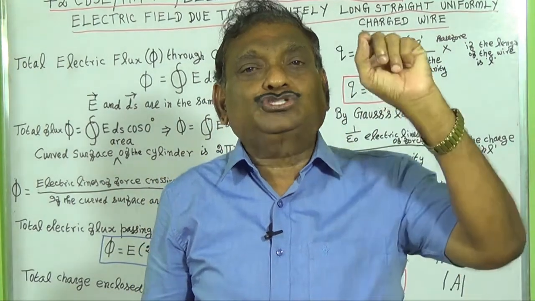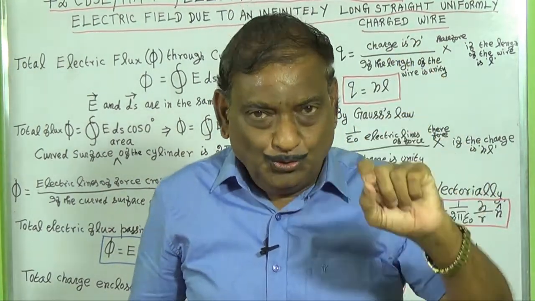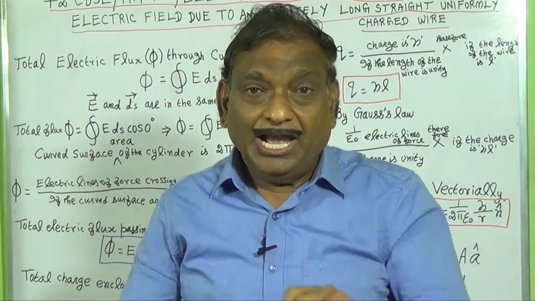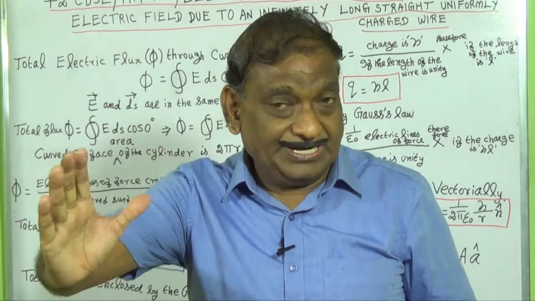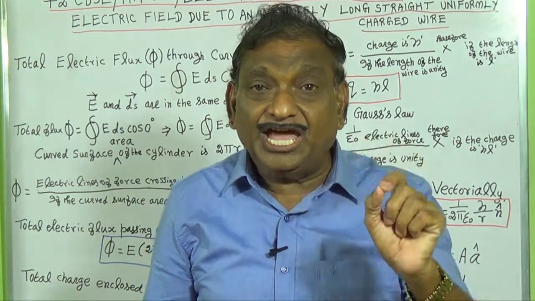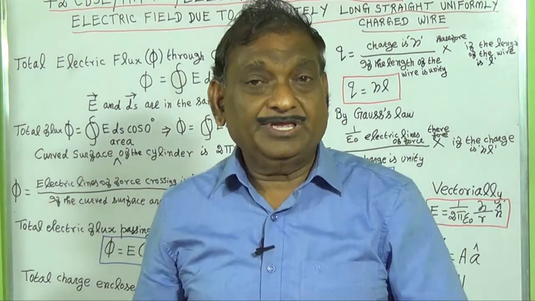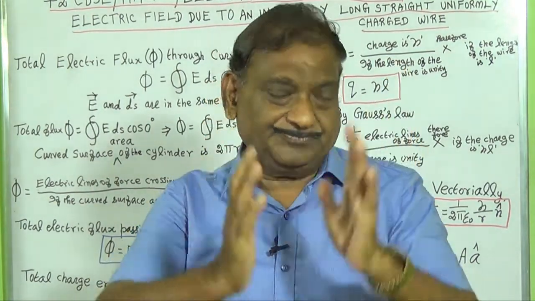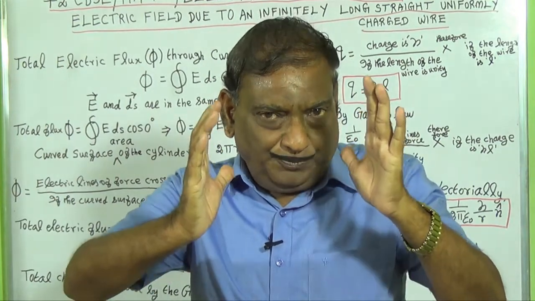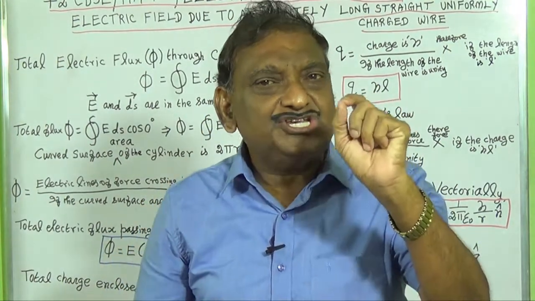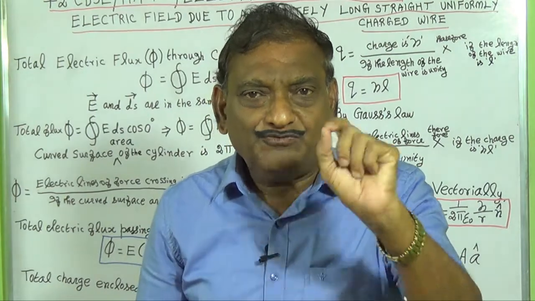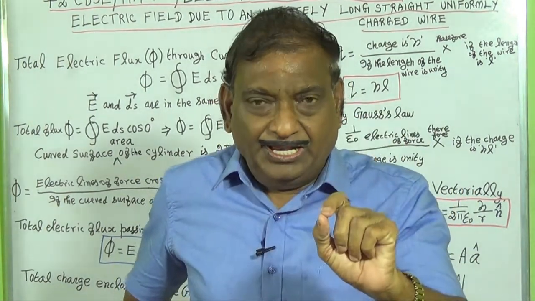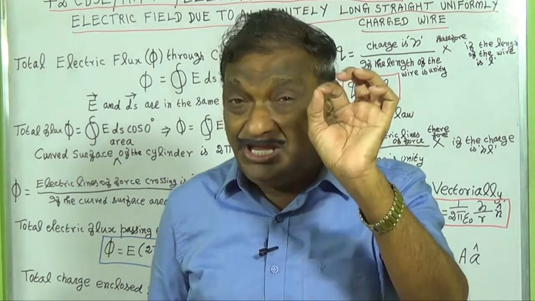Instead of the whole charge plus Q, the linear charge density lambda is taken. What is linear charge density? It is the charge per unit length. We are taking the point P at a distance of small r from O. At this point P, there is electric field E.